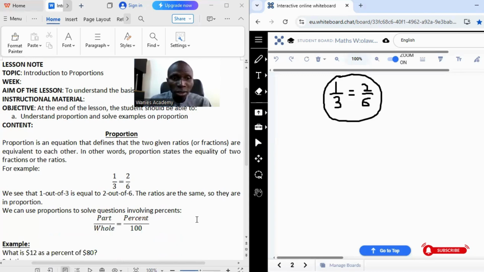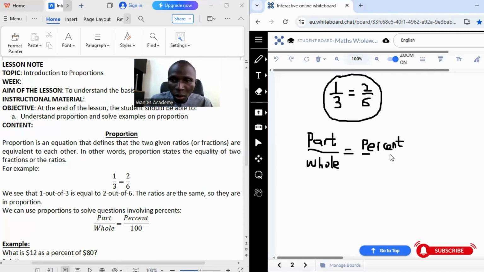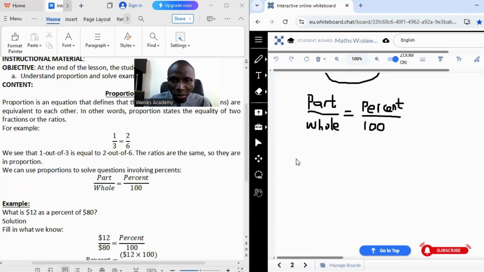We can use proportions to solve questions involving percent. By using this, we can have part over whole equals percent over 100. All right. Now let's use this to solve an example.